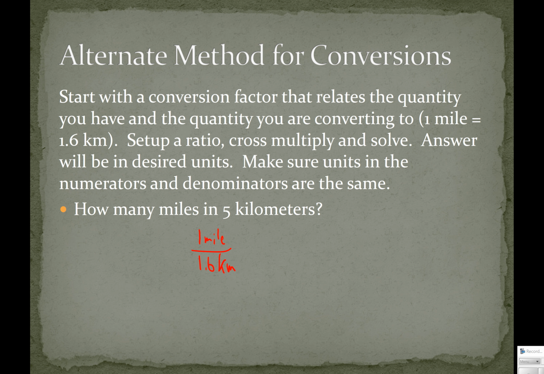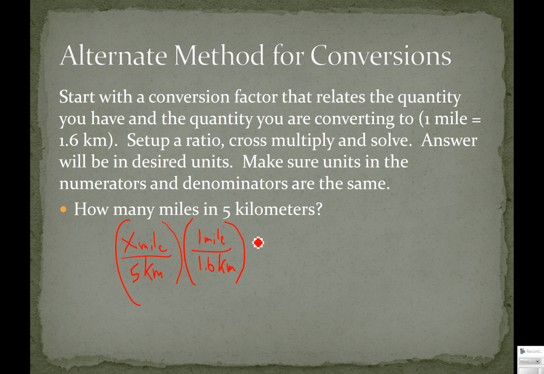Now with this method, we want to set up a ratio, cross multiply, and solve. And as long as we make sure that our units in the numerator match and the new units in the denominator match, then our answer will have the desired units. For example, if we wanted to figure out how many miles are in 5 kilometers, as long as we know this conversion factor, for every mile there's 1.6 kilometers, we can take this information, and it's almost like setting up an equal conversion factor. We want to know how many miles. We're going to call that x miles are in 5 kilometers.